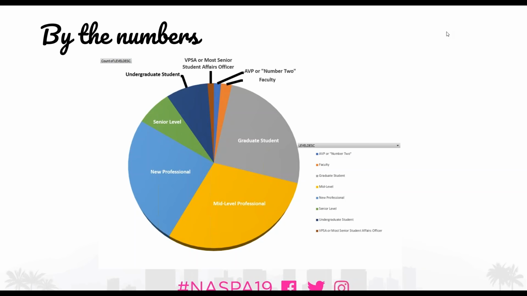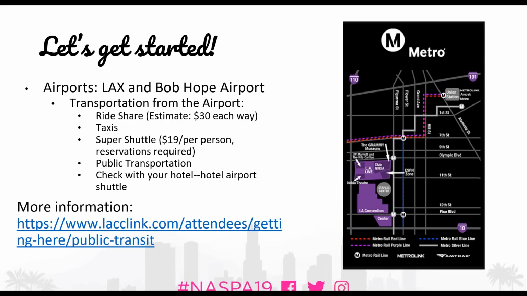So if you look at NASPA as a whole, about 65% of our membership are made up of graduate students, new professionals, or mid-level professionals. But we really do run the gamut, and that's one of the great things about the NASPA Annual Conference: you'll have the ability to network and connect across professional levels.